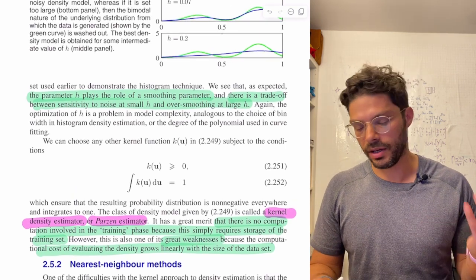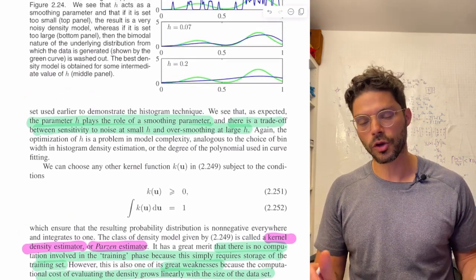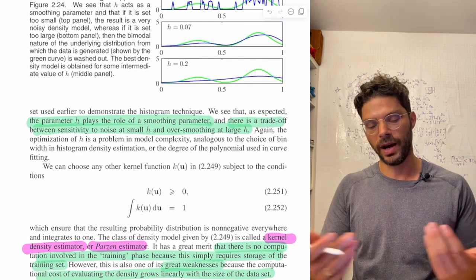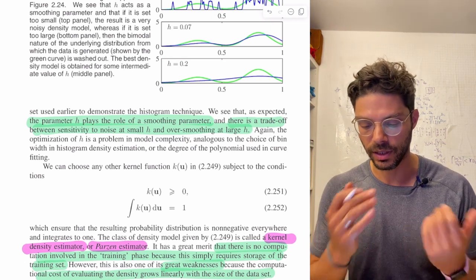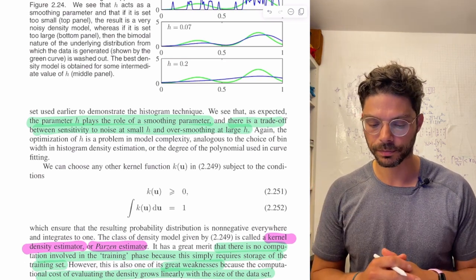But again, it's a very simple, intuitive notion of how to define these probabilities in a non-parametric way, using these kernel functions.